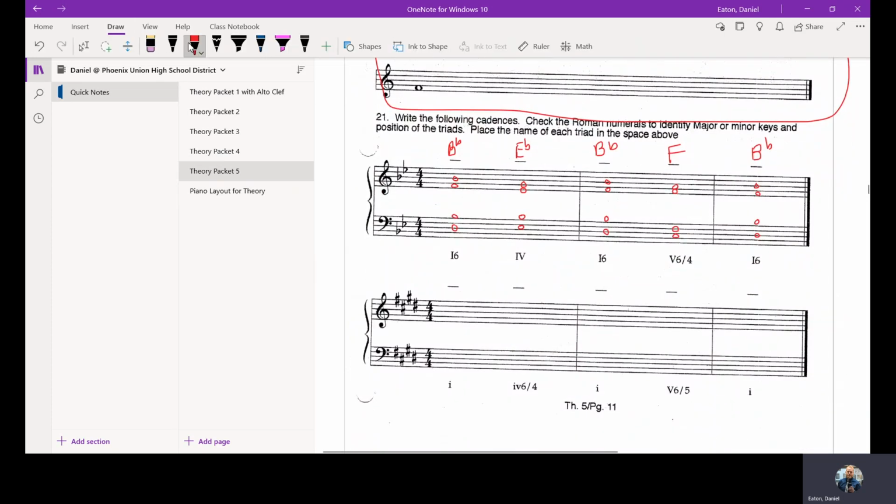And there it is. Okay. Y'all are going to do this one.